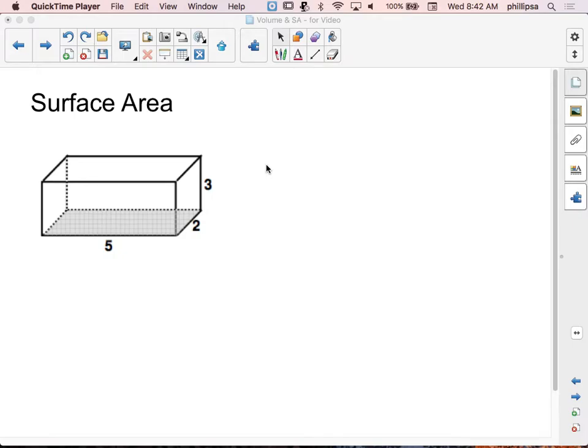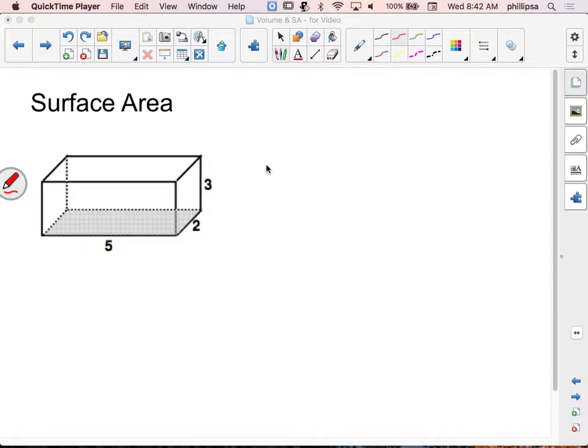Okay, last video. We're now going to be talking about surface areas. So we're switching gears here, okay? Not talking about filling a three-dimensional figure or a 3D solid, but this time we're covering the outside. So surface area is covering the outside, not necessarily filling the inside.